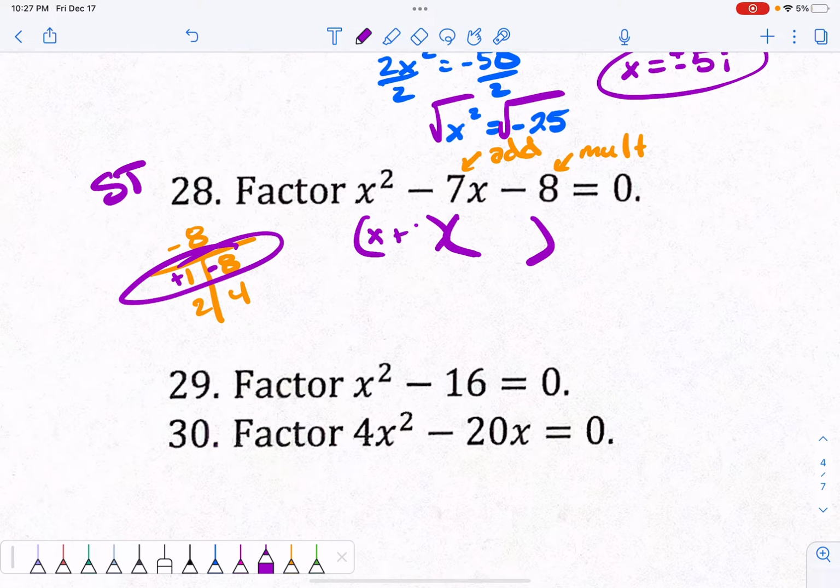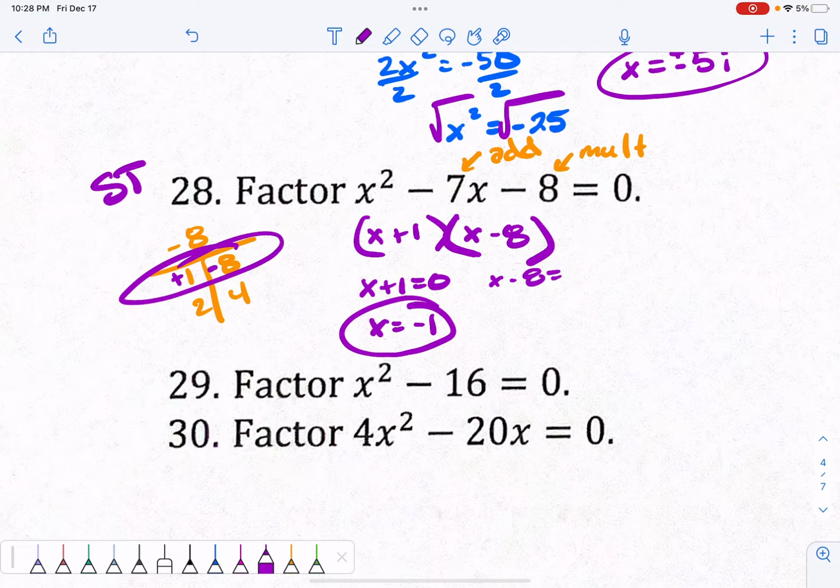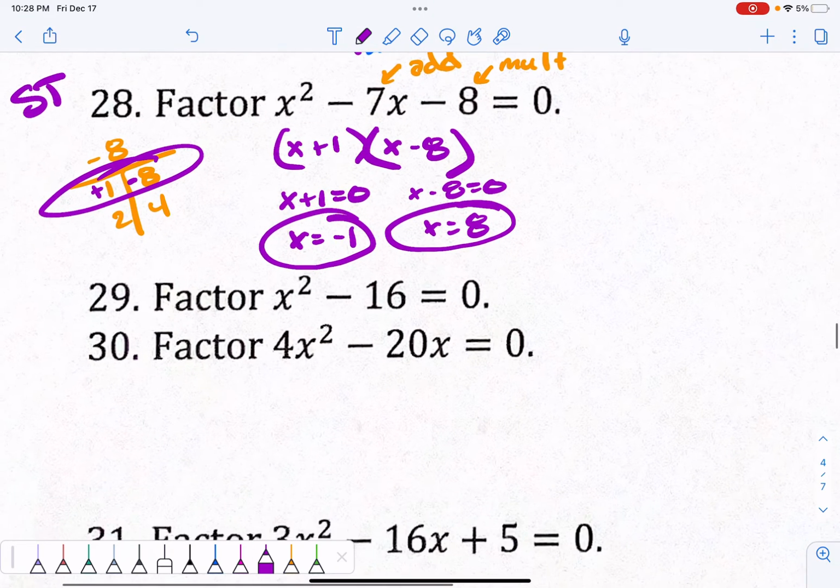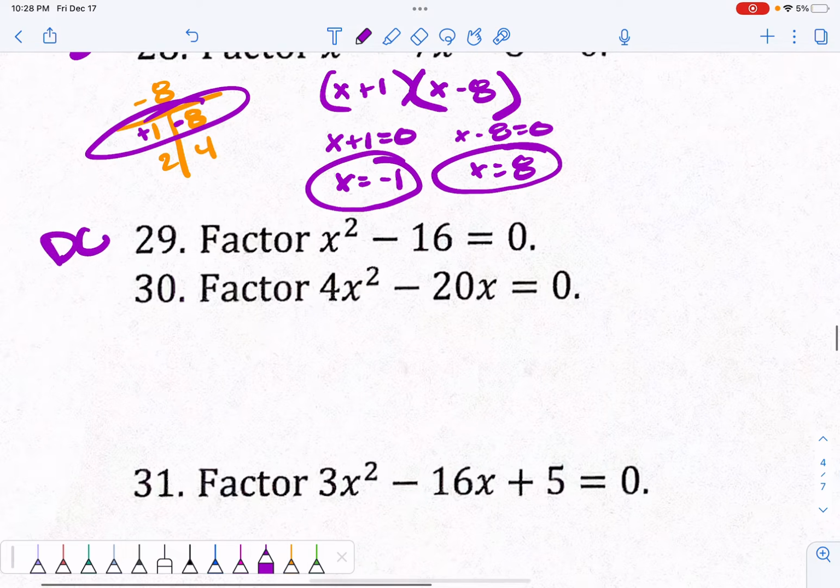We want the 8 to be negative and the 1 to be positive. So we do x plus 1 and x minus 8. Then if we set x plus 1 equal to 0, we have x equals negative 1. And if we set x minus 8 equal to 0, x equals positive 8. So that's how those break down. And again, these are quadratic functions or parabolas, and so that means they're going to cross at these two places, okay?